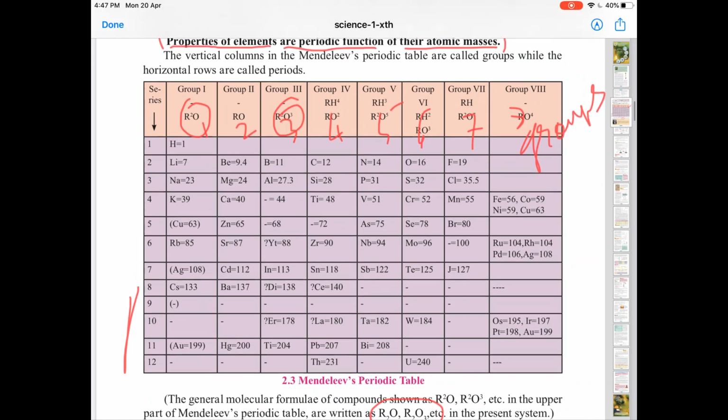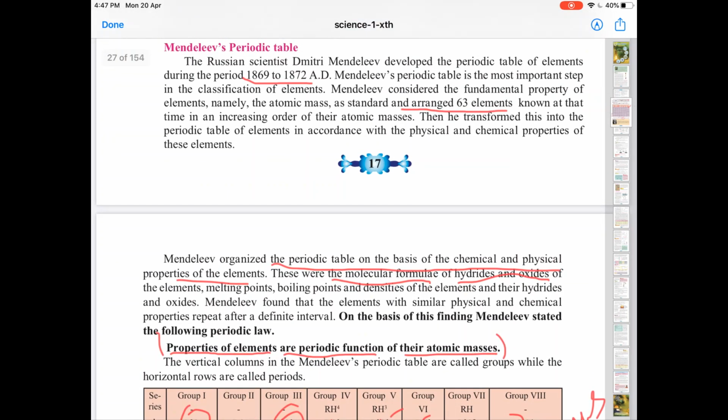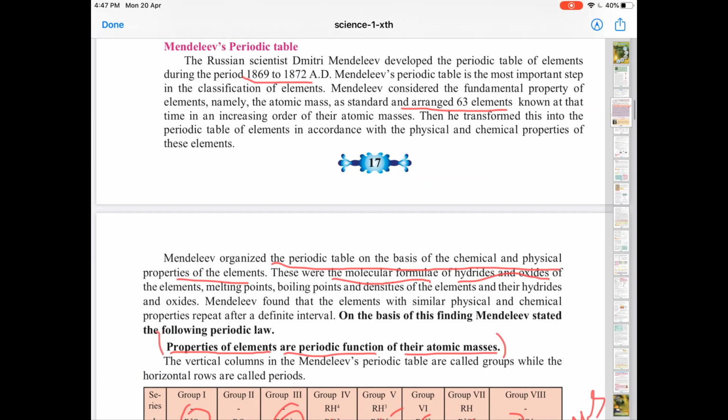So why we study Mendeleev's periodic table is because Mendeleev was the first scientist who was successful in classifying the elements known at that time. Again, I'd use the word fairly successful. Yes, there were some errors in his table, primarily because many elements were not discovered, like inert gases were not discovered.